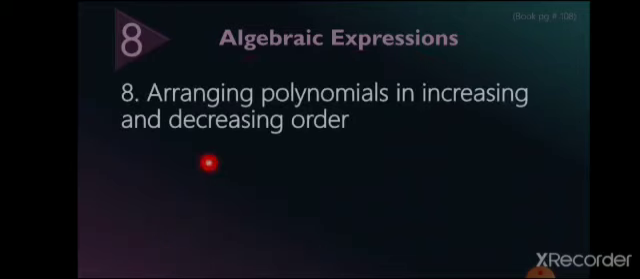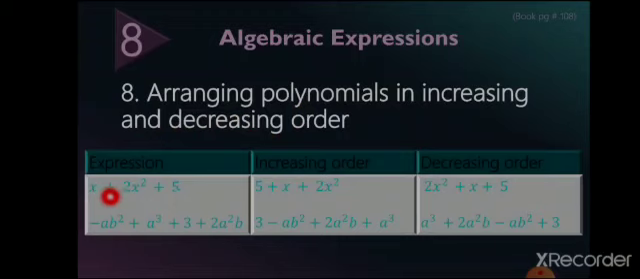Okay, next is arranging polynomials in increasing and decreasing order. So these are the expressions. This is the increasing order, this is the decreasing order. So first of all we will read the first one, x plus 2x square plus 5. We have to arrange it in increasing and decreasing order. What is increasing? Increasing means ascending order.